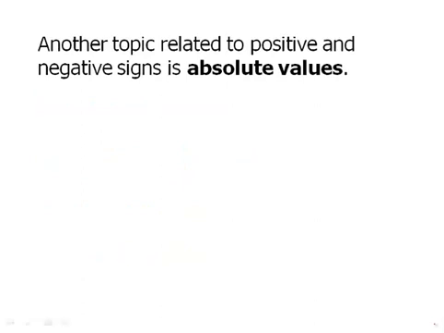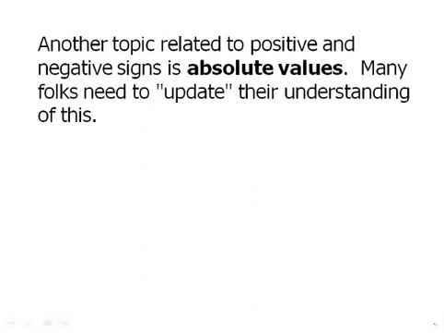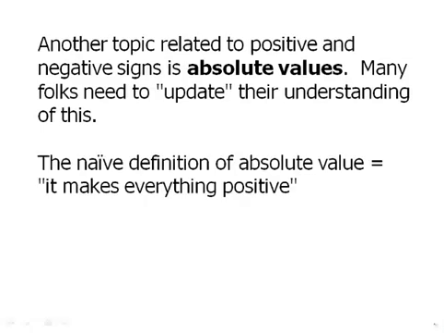Another topic related to positive and negative signs is absolute value. Many folks need to update their understanding of this mathematical idea. The naive definition of absolute value is it makes everything positive. This is pretty much what folks learn in grade school, and some people never update this understanding. Well, what's the problem with this? Certainly, the absolute value of 6 is 6, the absolute value of negative 14 is 14, so in those two cases, yes, the number becomes positive. Well, notice the absolute value of 0 is 0. 0 is not a positive number, so this would be one example of a number which, when we take the absolute value of it, does not become positive. So that's problem number one with the "it makes everything positive" way of looking at absolute value.